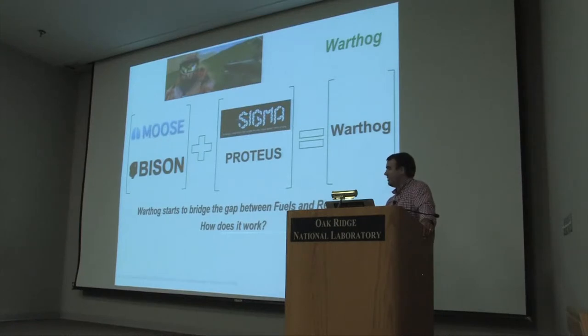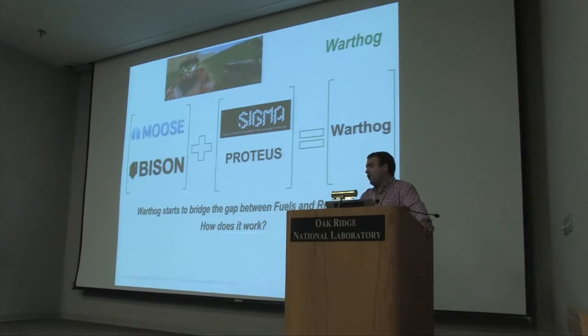So what does the merger of Bison and Proteus look like? Well, it's an application that we wrote called Warthog. The name is Warthog for a number of reasons. When you make a Moose app, the thing they say is just call it an animal name. All of the Moose apps that were first created, and Moose comes out of the Idaho National Lab, by the way, I didn't say that, are called different animals that are found across Idaho.